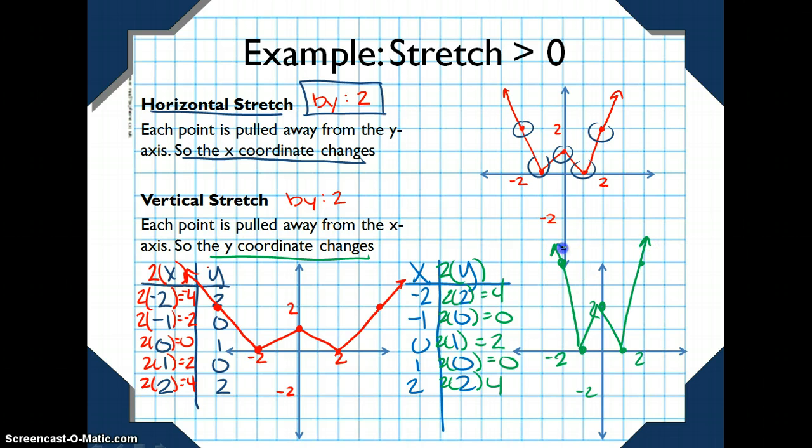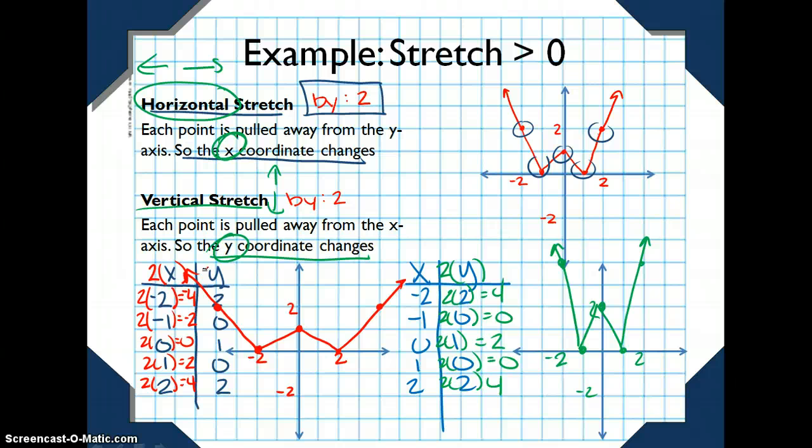Okay? So the steps are pretty straightforward. All you have to do is make sure you remember which is which. Horizontal, if you think about the word horizontal, horizontal is left and right motion, so that's going to change the x-axis, while vertical is up and down motion, and that would change the y-axis. Alright, so horizontal versus vertical is pretty straightforward.